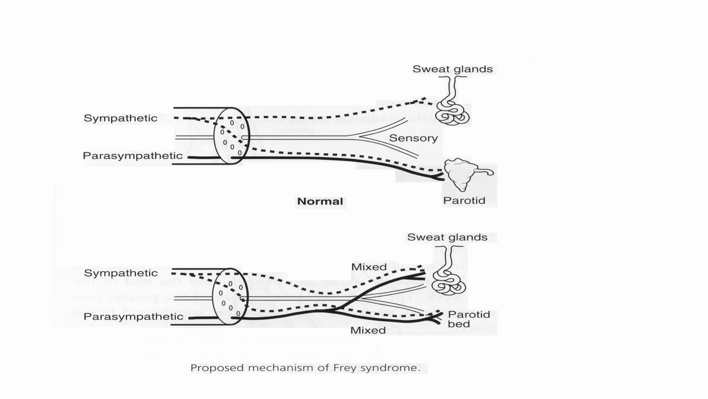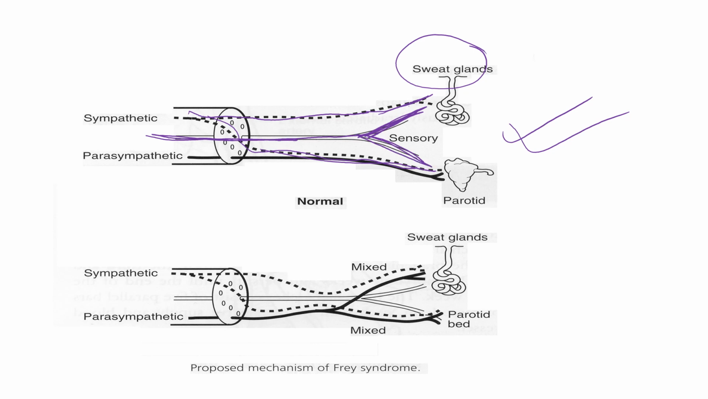Now we will see why this actually happens. So you can see this is the normal pathway wherein you have the sympathetic fibers which give the pseudomotor supply to the sweat gland, and also the secretomotor fibers to the parotid gland. Now this is our great auricular nerve here, supplying the skin as well as the parotid gland. Now this is a parasympathetic component which will supply the parotid gland.